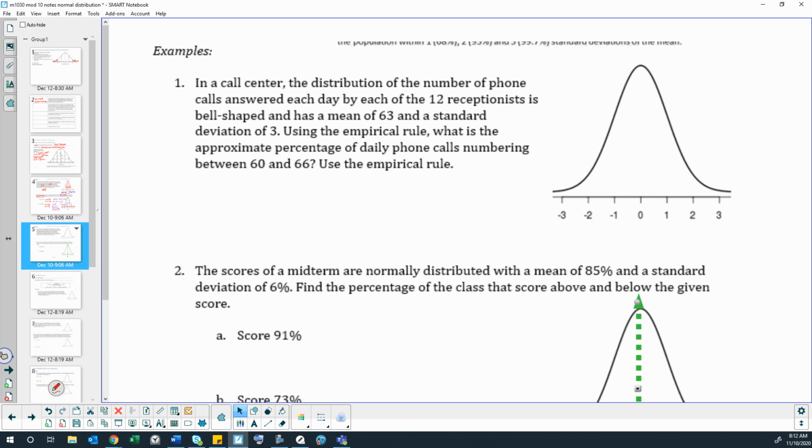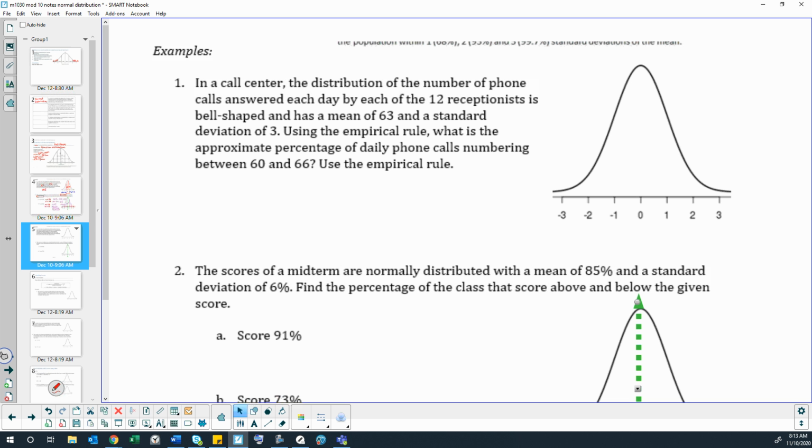In a call center, the distribution of the number of phone calls answered each day by each of the 12 receptionists is bell-shaped, has a mean of 63 and a standard deviation of 3. So I've given you a basic normal distribution here, one that you could draw yourself next to any problem that you're doing. In the middle where the 0 is, that's the mean. And that means it's 0 standard deviations from the mean, because it is the mean, right? And where the 1 and -1 are, that's 1 standard deviation from the mean. And the 2's are 2 standard deviations from the mean, and the 3's are 3 standard deviations from the mean.